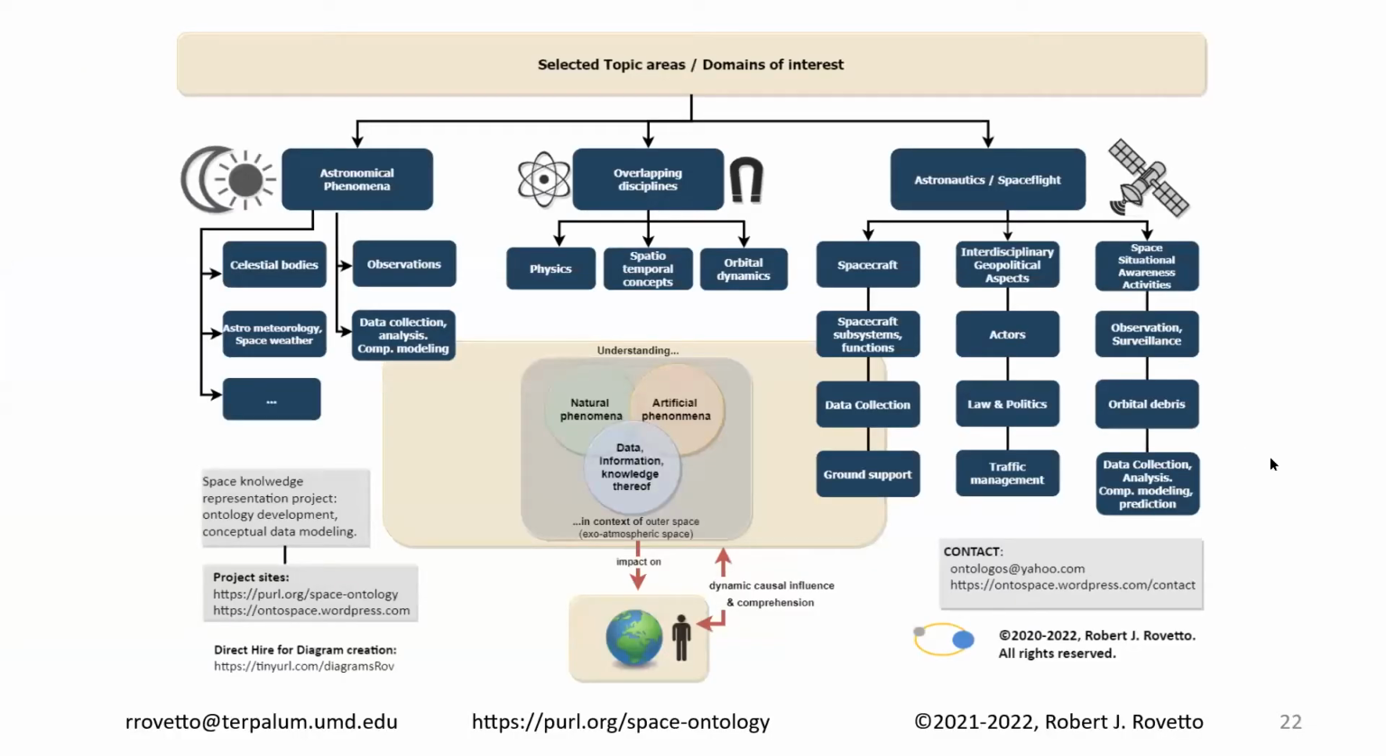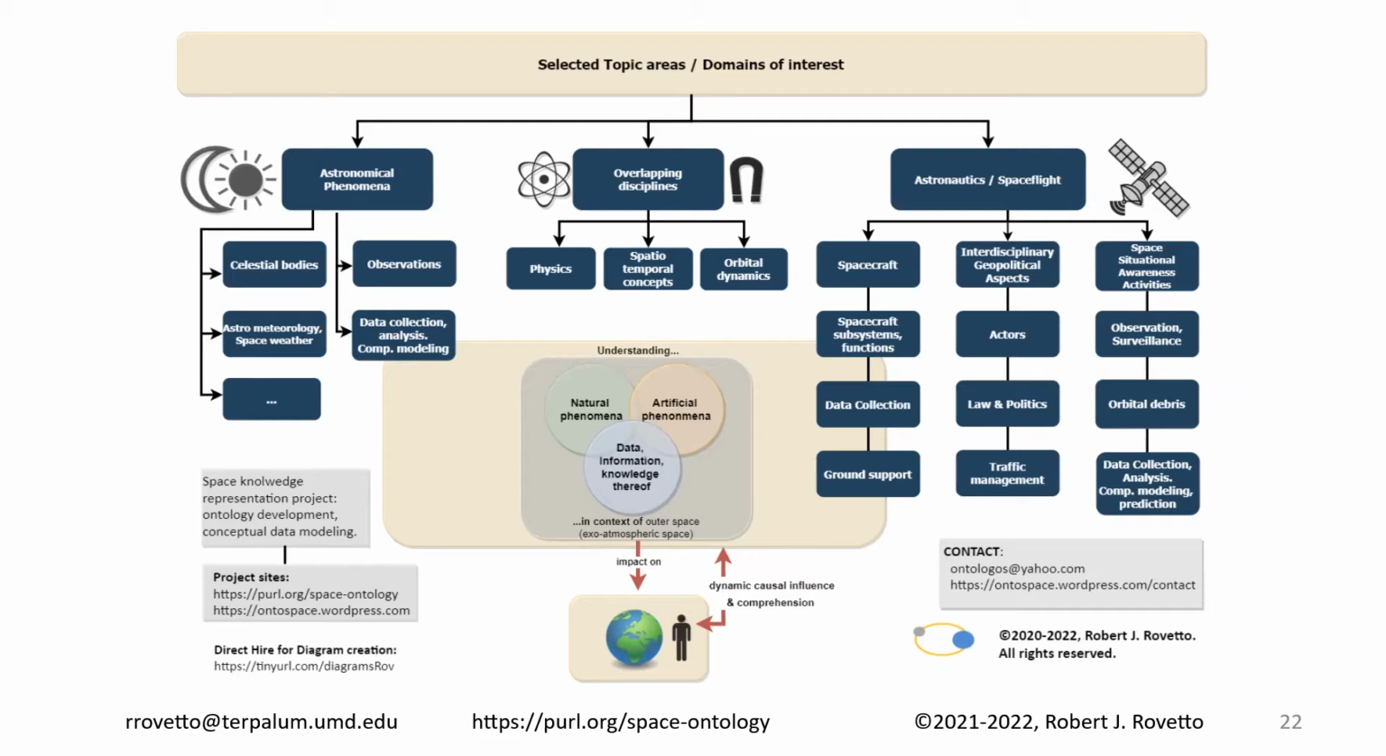Now, to expand on the domains of interest or the selected topic areas, if we start at the top, we see the relevant topics that the project aims to address. So on the left-hand side, we have astronomical phenomena, once again, and that includes things like celestial bodies, observations thereof, astrometeorology, also called space weather, data collection, analysis, and computational modeling. On the far right, I should say, we have astronautics or spaceflight, and that includes things like particular spacecraft, their subsystems, data collection from them and about them, and ground support systems which support the spaceflight mission.